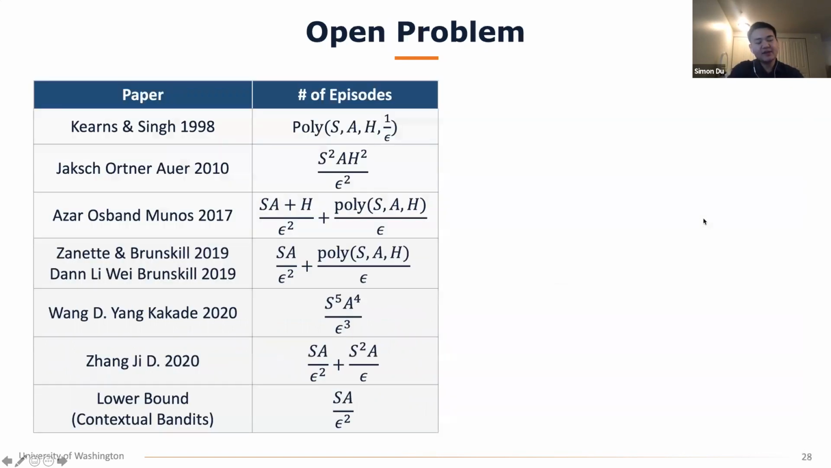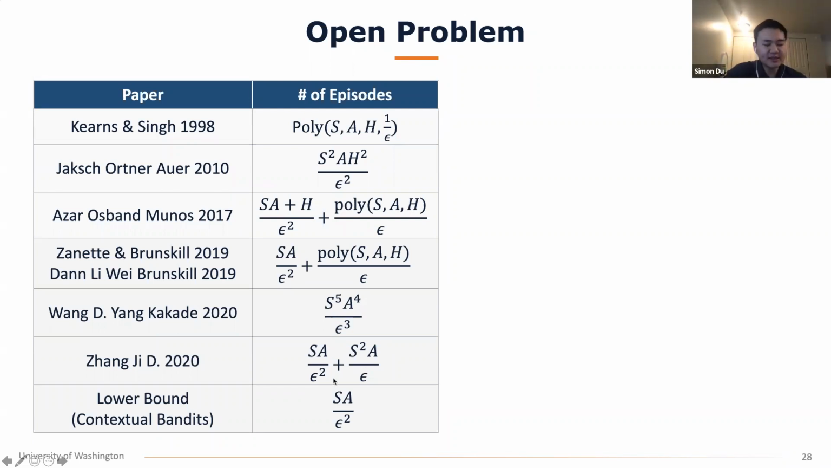So here, let me again list one open problem. These are the previous results up to 2019. And this is the result I described in the previous slide. We have a huge dependency on S and A, or epsilon to the third. More recently, we have a new improved algorithm. We can improve this bound to SA over epsilon squared plus S squared A over epsilon. So this is the best bound to date.